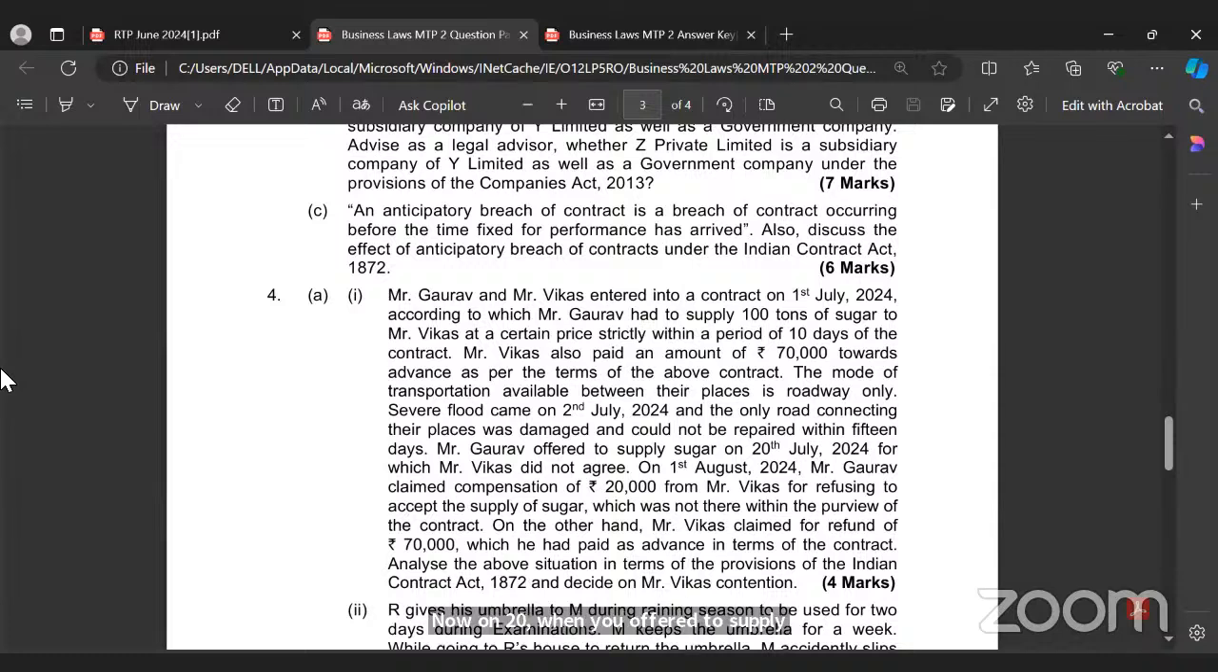right to refuse it because now the contract has become null and void. So he has no right to claim compensation of 20,000. The seller has no right to claim compensation of 20,000. And he also has to return the 70,000 rupees to the buyer because the contract has become null and void. Understood or no? Yes, sir.